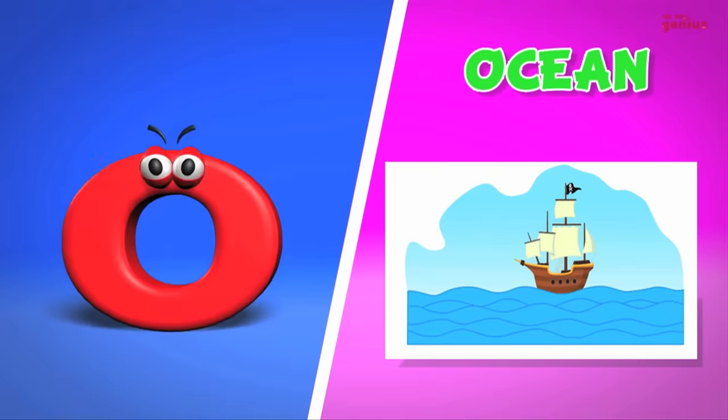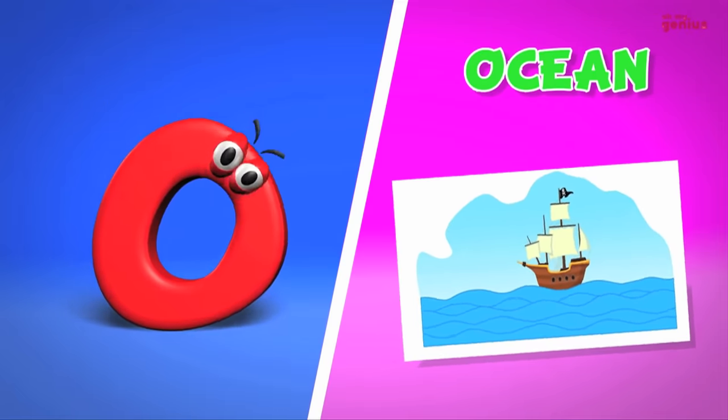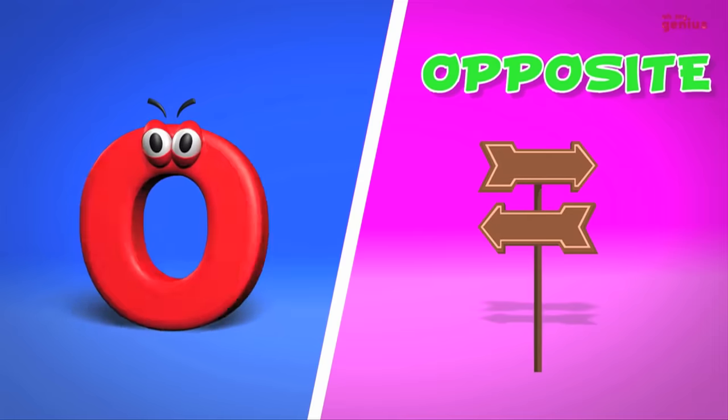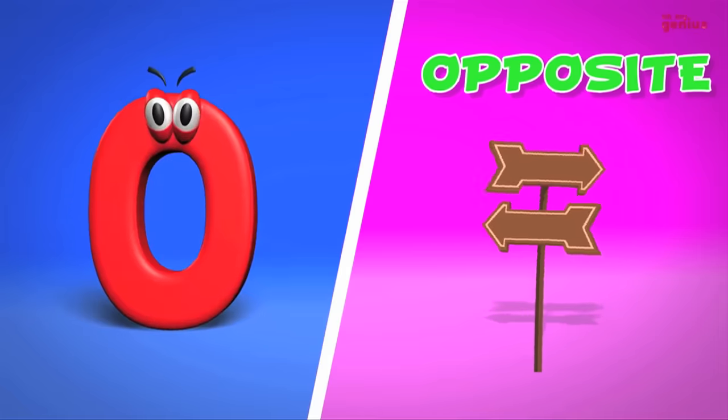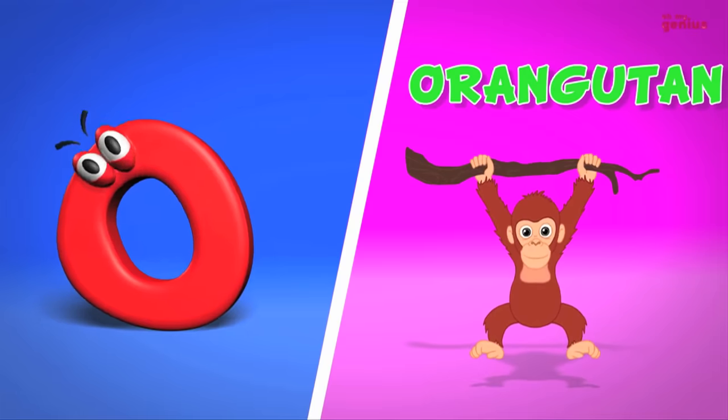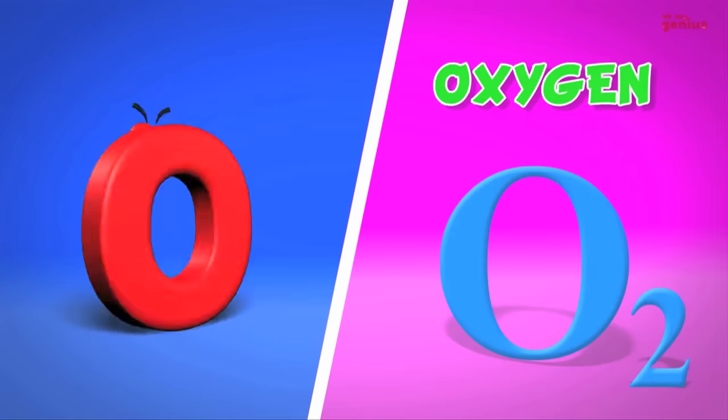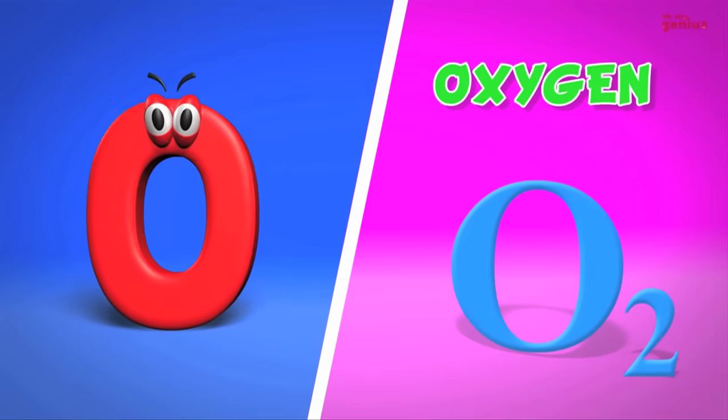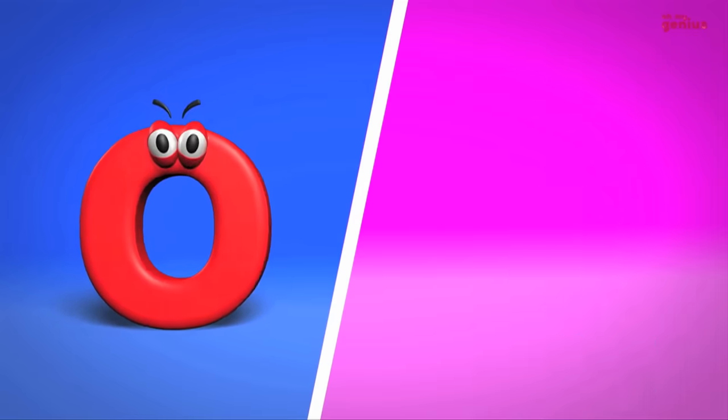O is for ocean, O, O, ocean. O is for opposite, O, O, opposite. O is for orangutan, O, O, orangutan. O is for oxygen, O, O, oxygen.